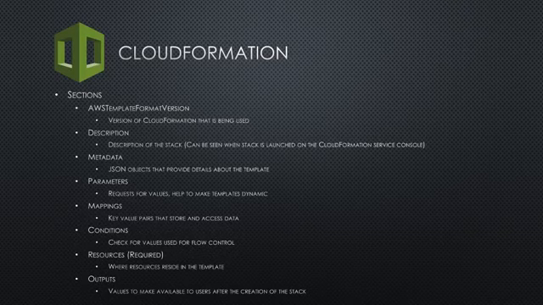There's the function GetAZs, and this will get a list of the availability zones for a specific region. Fn::Select, which will select a single object from a list.